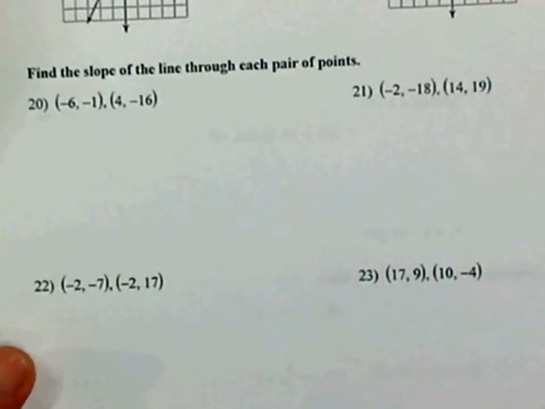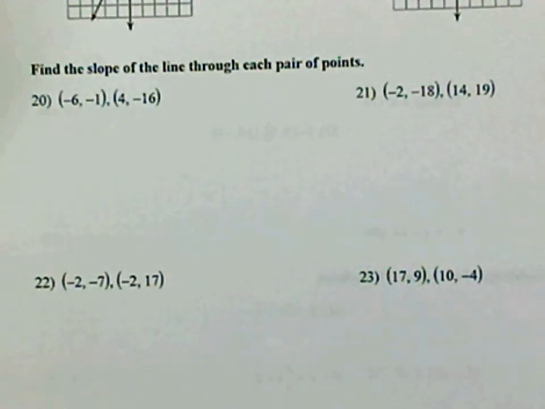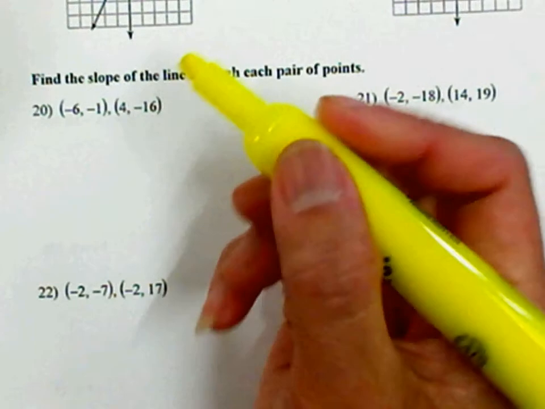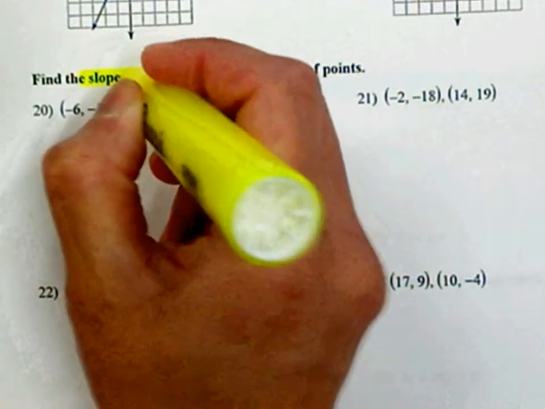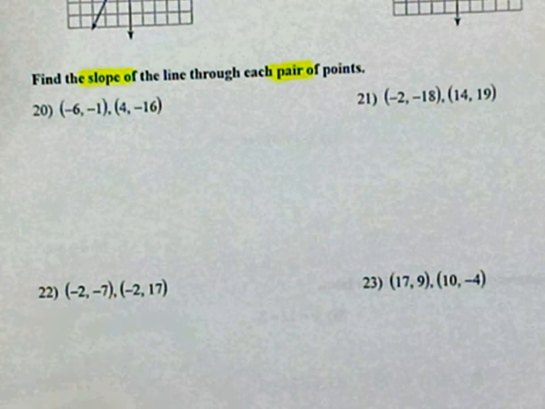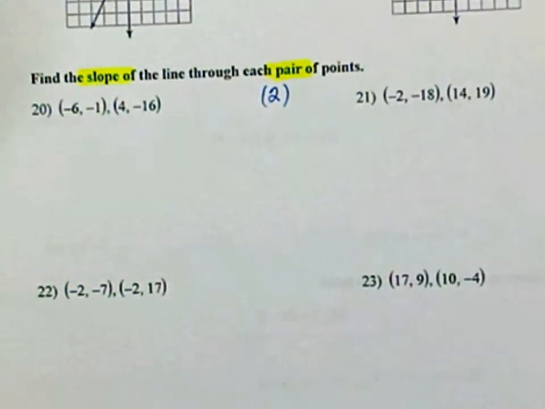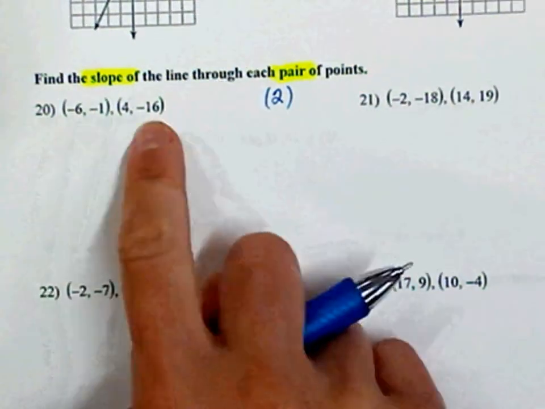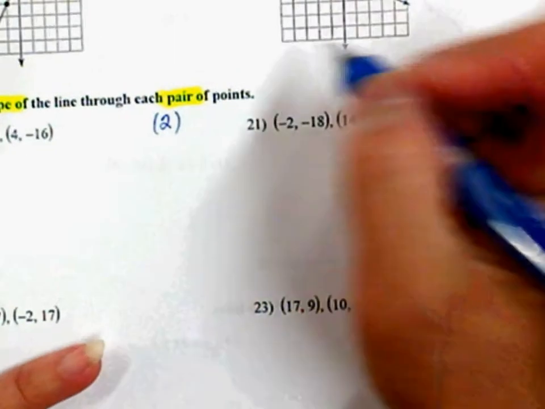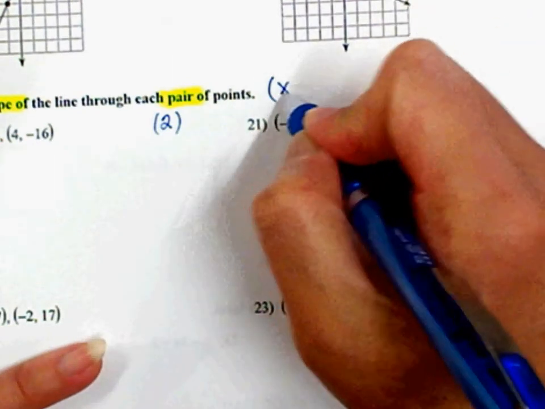Welcome back. We are now going to start on the next part. This will be section B of your 6.1 notes. And this one says, find the slope of the line through each pair. Anytime you see the word pair, pair means 2. Okay? 2 points. So here you have point A and point B. Your coordinate, remember how this is called coordinate, is always written in X and Y.